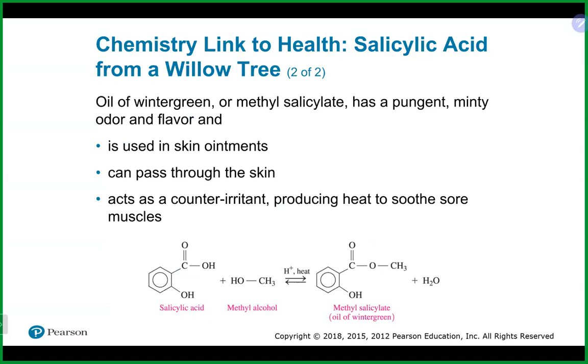We could also see some here. This is oil of wintergreen, which I think is maybe one of the ones you might make this week. And that is used to soothe skin, also as skin ointments. And again, here's our ester bond happening right about there in that particular case.